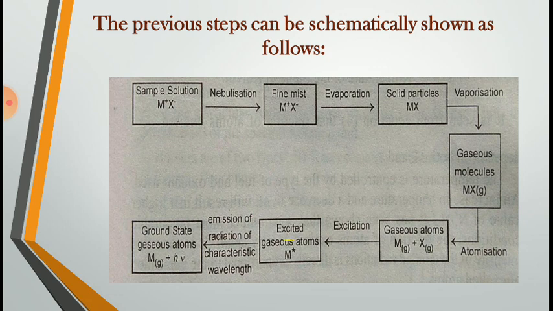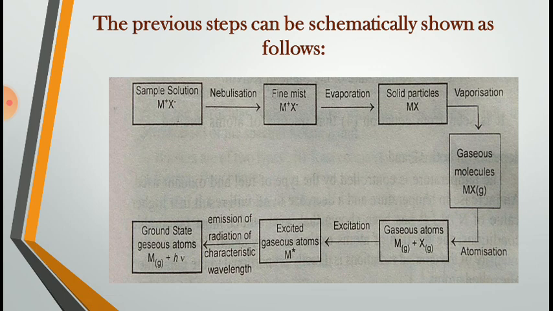When the gaseous atom comes into the ground state, at that time the gaseous atoms will emit radiations, characteristic radiations in the form of wavelength, or emit photons, or emit a particular energy, that is h nu. These are the steps involved in the basic principle of flame photometry.